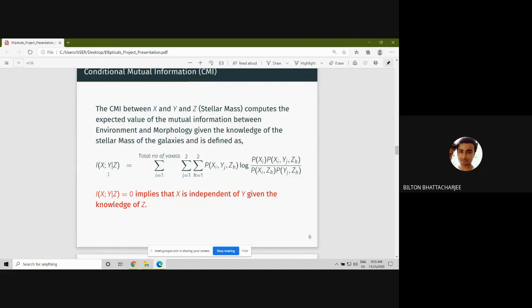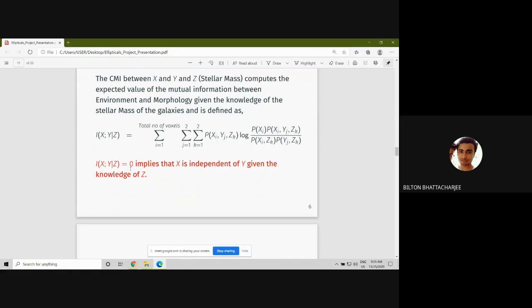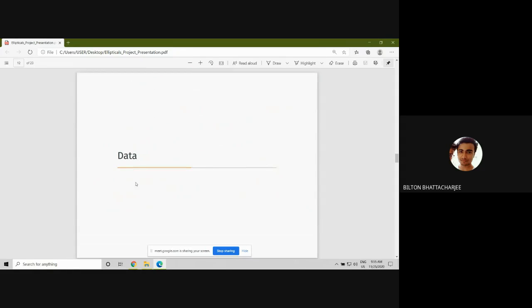This is again the conditional probability distribution. Now what does this I(X;Y|Z) mean? If it is 0, it implies that x is independent of y given the knowledge of z. So this means environment is independent of morphology given the knowledge of the stellar mass of the galaxies. However, if I(X;Y|Z) is greater than 0, it implies that z does not contain all the information. So stellar mass of the galaxies does not contain all the information about morphology and environment of the galaxies. This can be positive or 0. It cannot be negative.